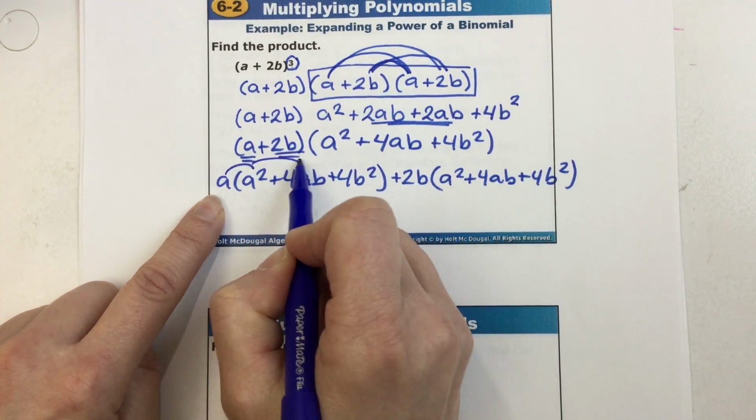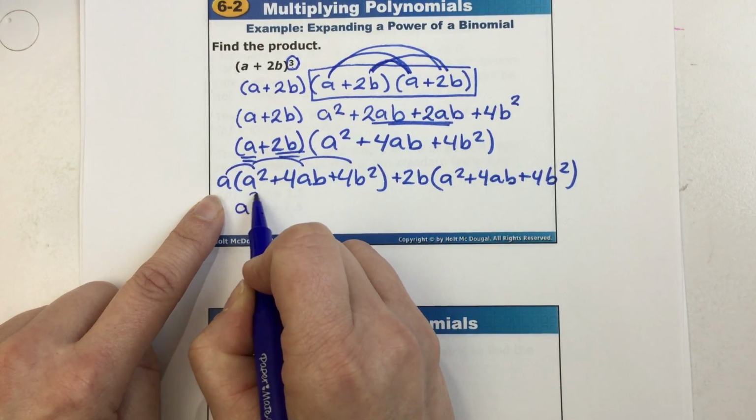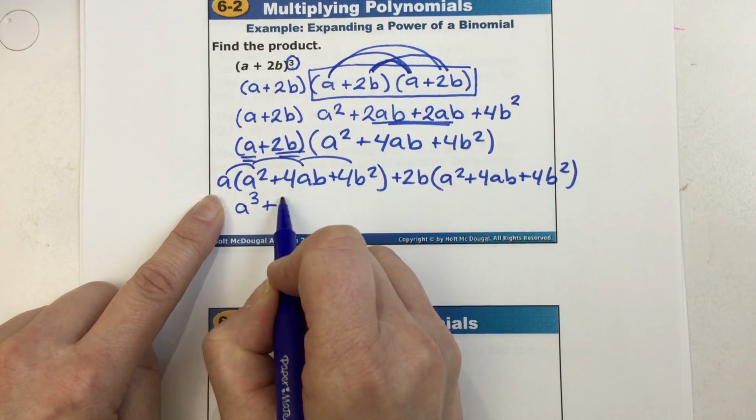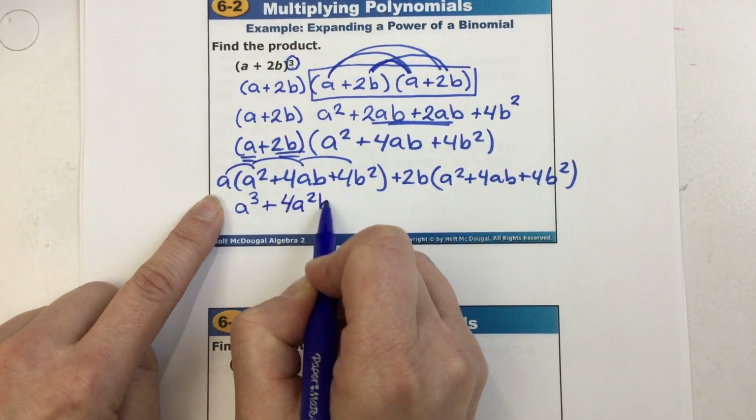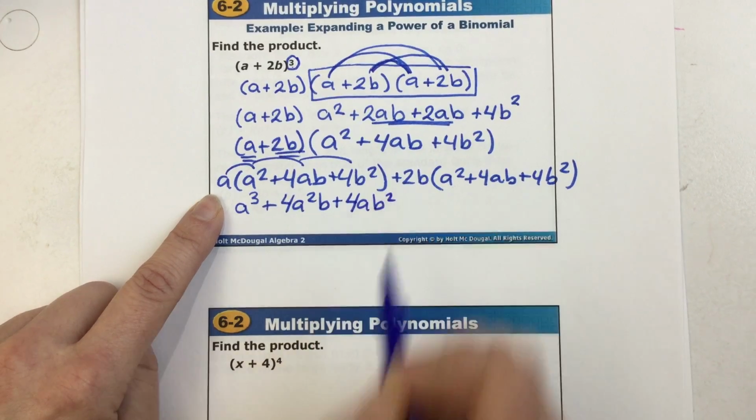Now I'm going to bring one a into each of these terms. This had 2 a's. When I give it another one, now it's 3. This had 1 a, so now it would be a squared b. This term did not have an a, so it would have ab squared.